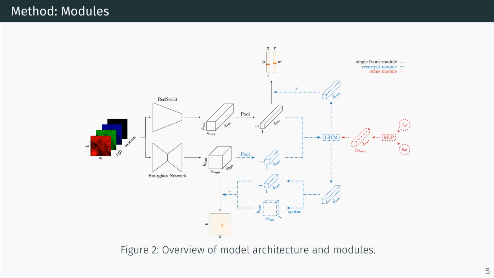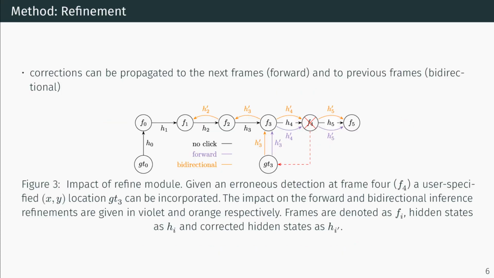During refinement, user input, for example a starting point or corrections, can be incorporated by replacing the LSTM's hidden state with a new version based on an MLP's representation of a user-provided location. These corrections can be propagated forward to the next frame or also in a bidirectional fashion to the previous frames. The hidden state is replaced and used for neighboring predictions as shown in the figure.